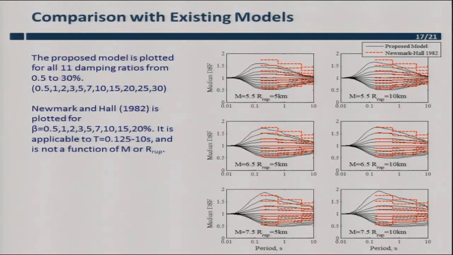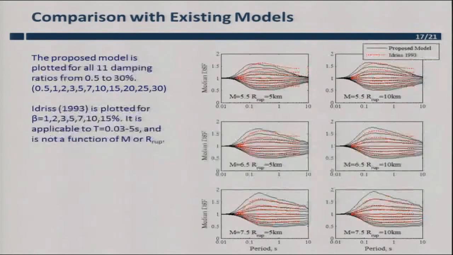So the black lines are our proposed model that are changing for each figure. The red lines are Newmark and Hall's, which was not a function of magnitude or distance, so they're all the same in the 6 figures. Here you see the comparison between the two, and given the fact that Newmark and Hall only had 28 records from 9 earthquakes, it's quite a good comparison, especially for periods less than 1 second.